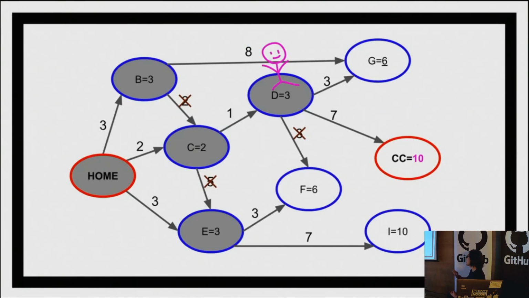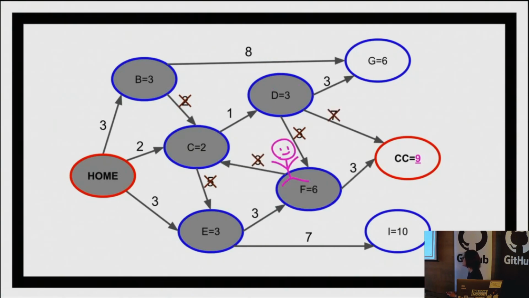So I override my memo and I found CC. This is a new node, and I write in the memo CC and 10. And next, I move to F, and I found two connections. One connection is CC and C, and I override CC equal 9.